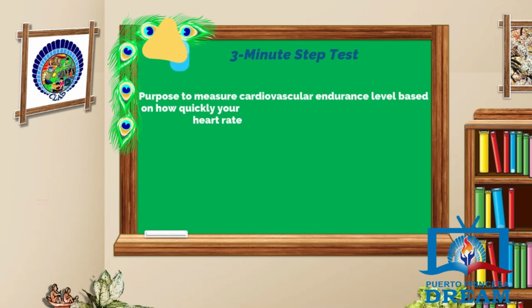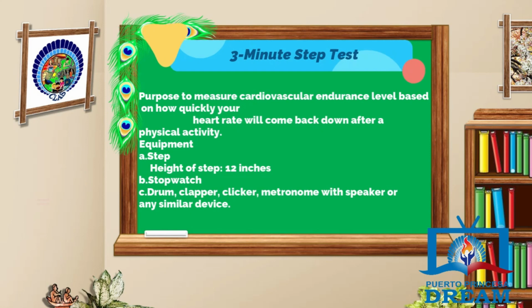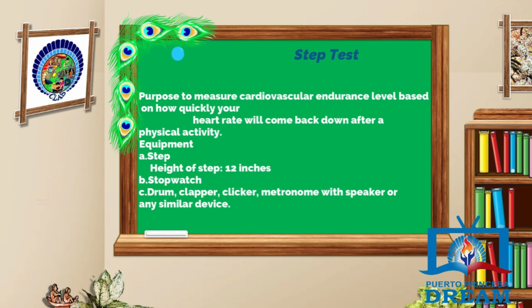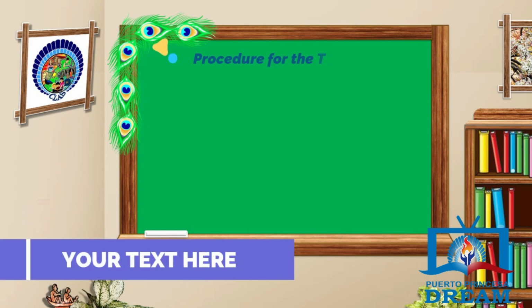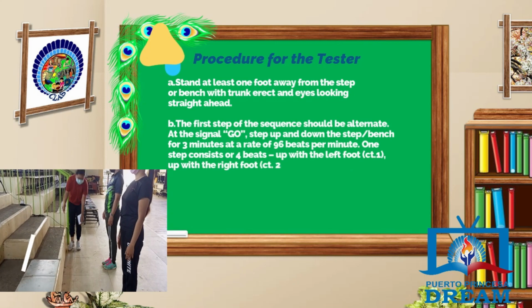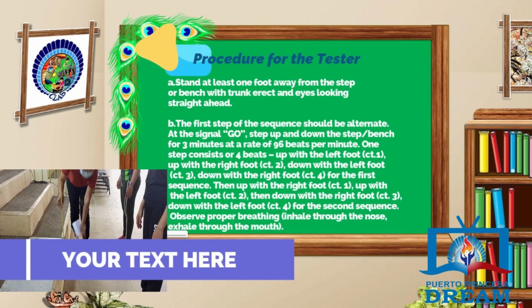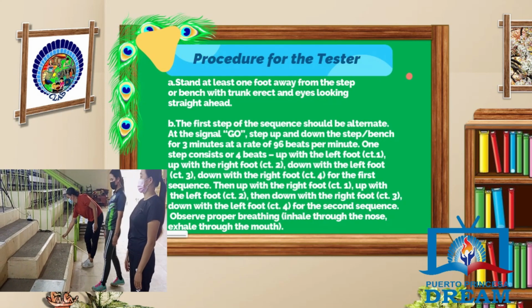3-minute step test. Purpose: to measure cardiovascular endurance level based on how quickly your heart rate will come back down after a physical activity. Equipment: A. Step. Height of step 12 inches. B. Stopwatch. C. Drum, clapper, clicker, metronome with speaker. Procedure: for the tester: A. Stand at least 1 foot away from the step or bench with trunk erect and eyes looking straight ahead.